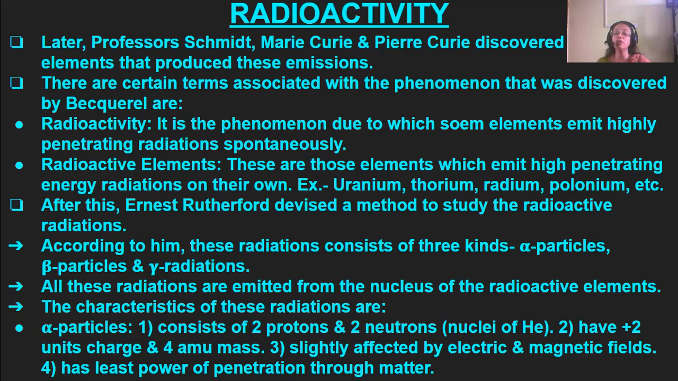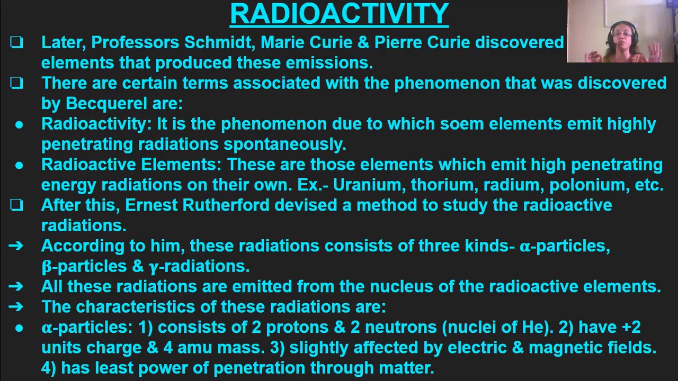Now, all these radiations are emitted from the nucleus of the radioactive elements. None of them involve the electrons here. All of these radiations, that is alpha particles, beta particles, and gamma radiations, come out through the nucleus.